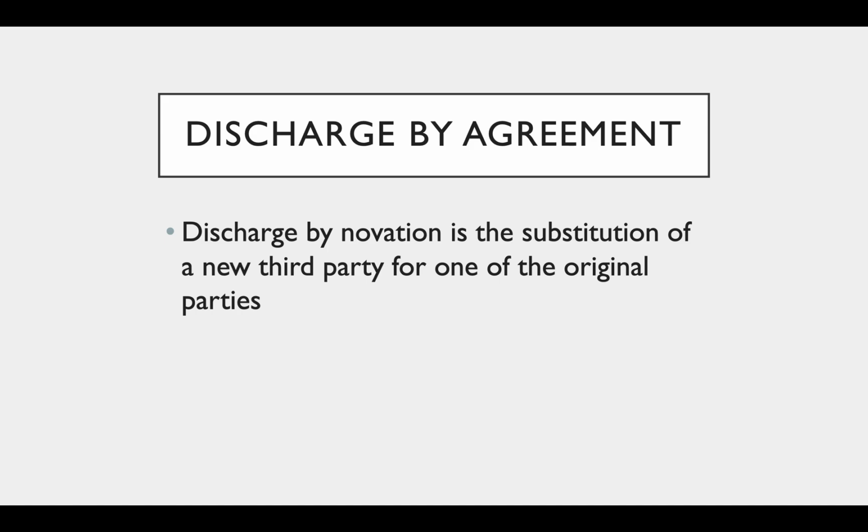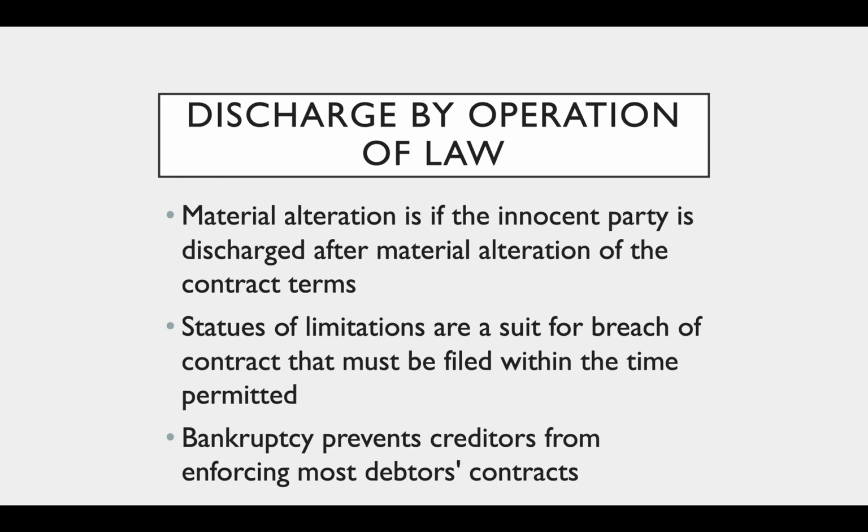Discharge by novation is the substitution of a new third party for one of the original parties. Discharge by operation of law is another part of this chapter. Material alteration is when the innocent party is discharged after material alteration of the contract terms. Statutes of limitations: a suit for breach of contract must be filed within the time permitted. Bankruptcy prevents creditors from enforcing most debtors' contracts.